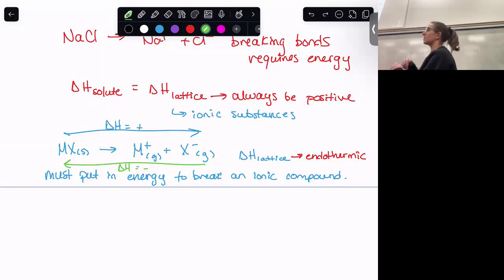So anytime you're breaking a bond, that requires energy. Anytime you're releasing a bond, that releases energy. Right, because you're sitting in a more stable state. Does that make sense?